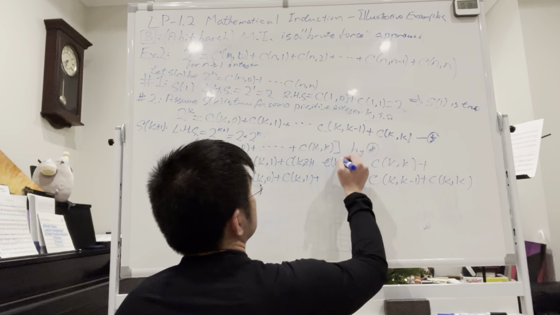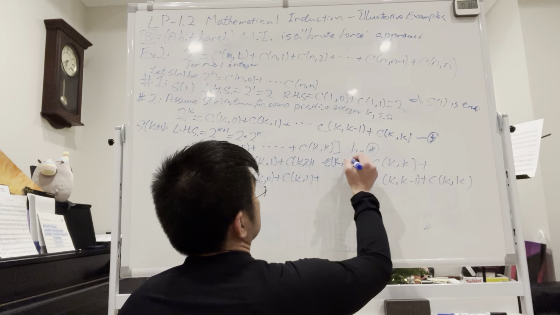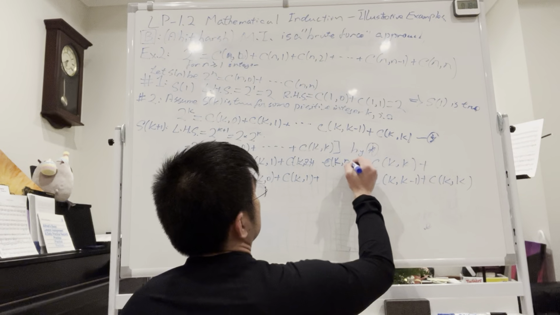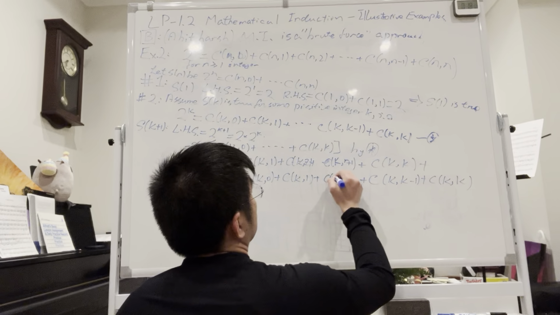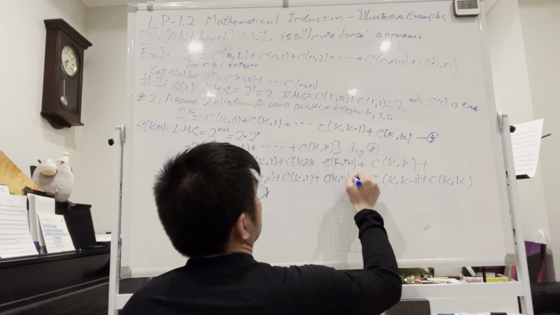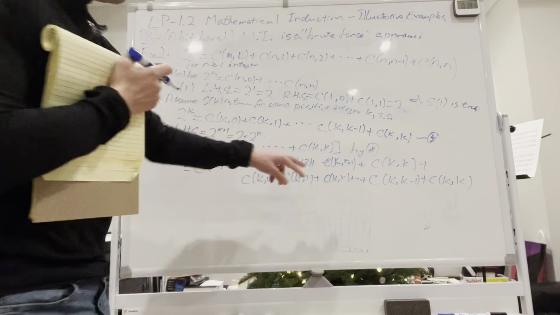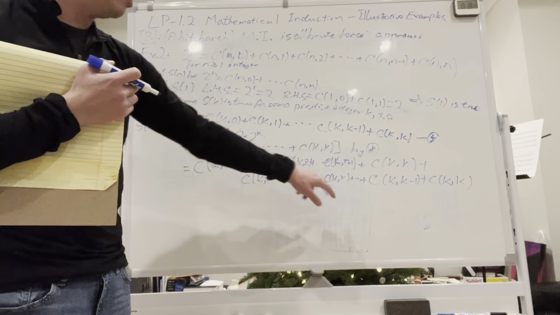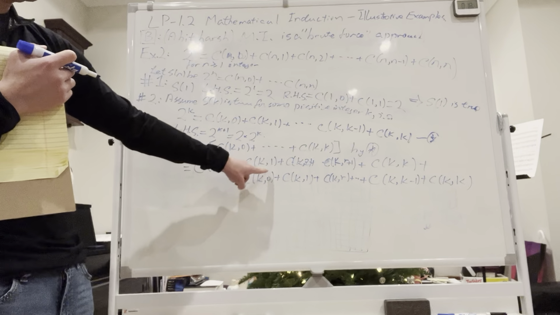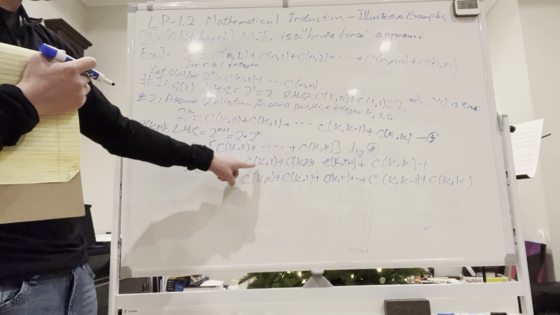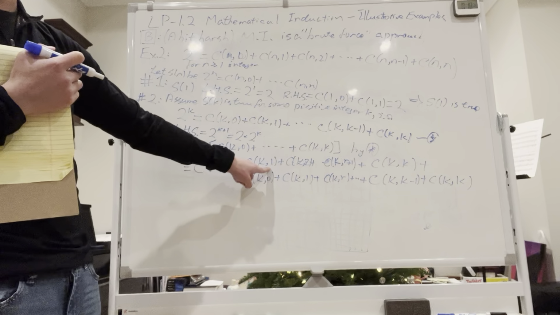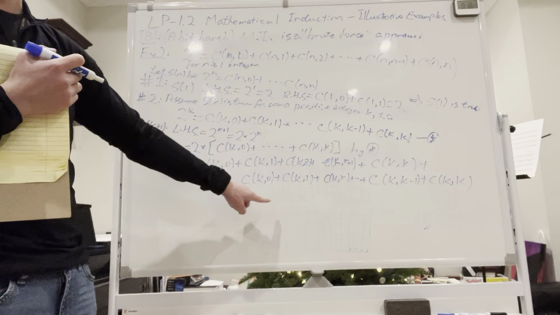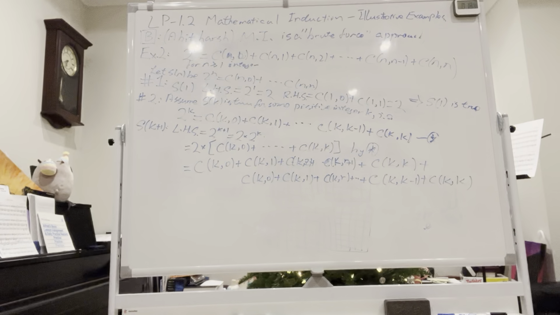So I'm just going to create something here in the middle. One of these terms is C(k, r plus 1). The bottom one is r. Just to denote that the top one is always, because we shift it by 1, the second value here is always 1 bigger than the other. Okay. We are almost done.